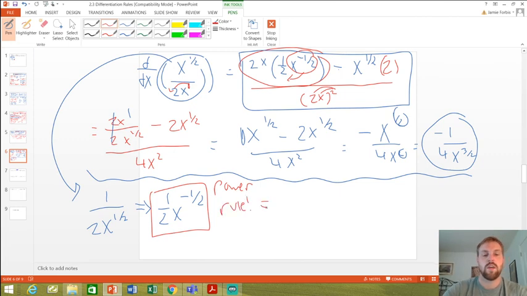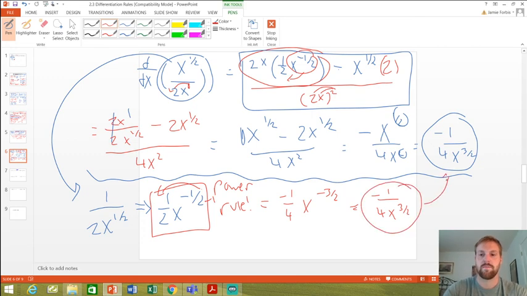Okay. So if I do power rule, I'm going to bring down the power of 1/2. And 1/2 times negative 1/2 is negative 1/4 x. And if I do negative 1/2 minus a power of 1, I get negative 3/2. Which if I rewrite that with the power on the bottom and not negative, it would be negative 1 over 4x to the 3/2, which as you can see is the same answer as doing the quotient rule.